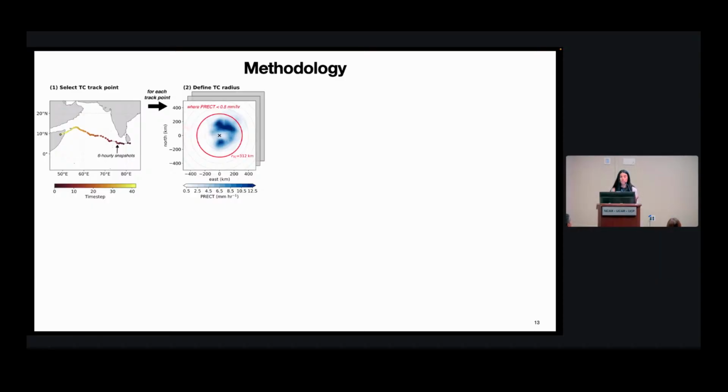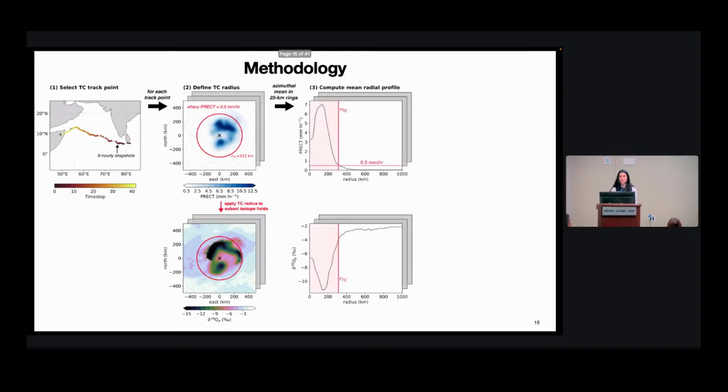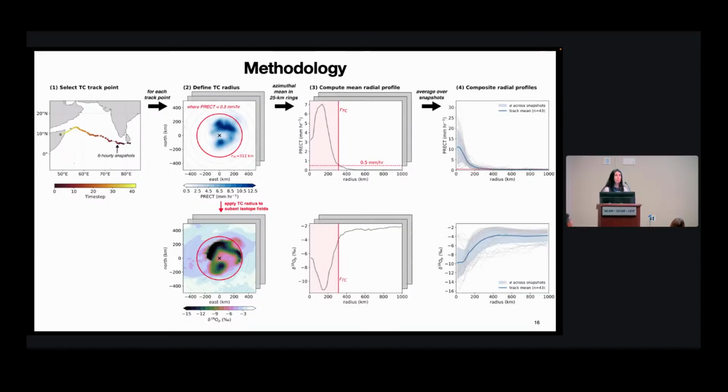And so using this radius, I'll also apply that to subset the isotope fields, which are weighted based on precipitation rate. And repeat that for all the time steps, computing a mean radial profile of both precipitation and these isotope fields, and then compositing that to get a mean radial profile for each storm. Then we'll be looking at basically spatiotemporal trends in that.